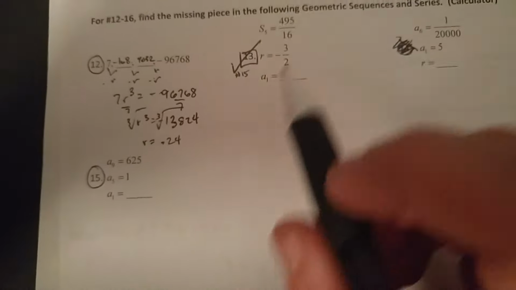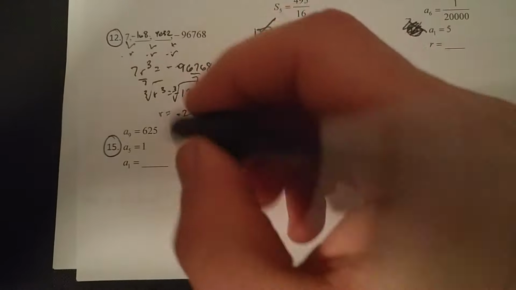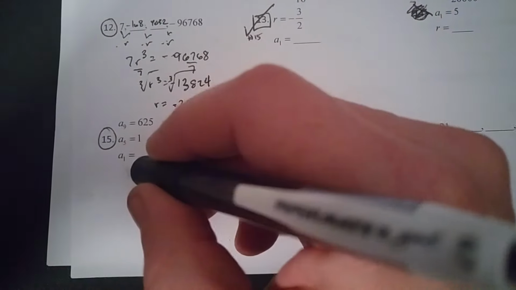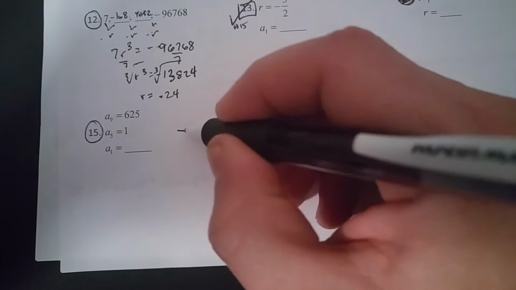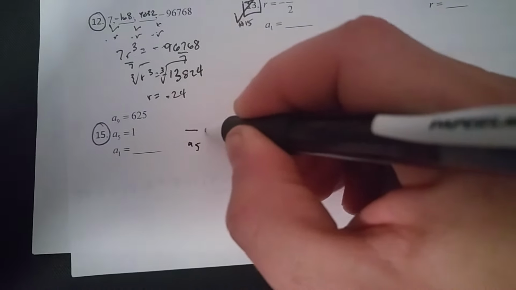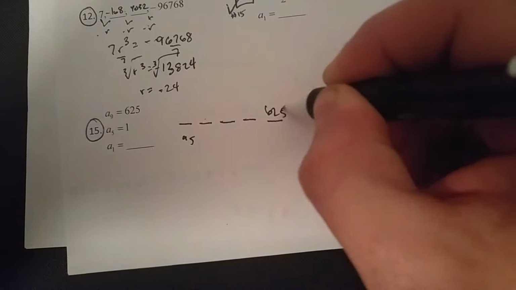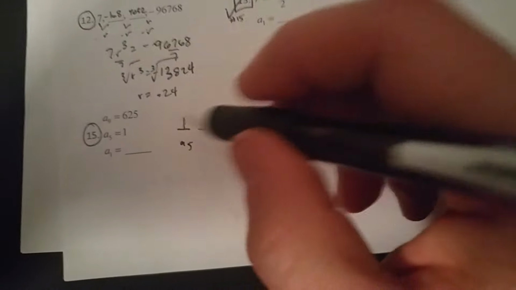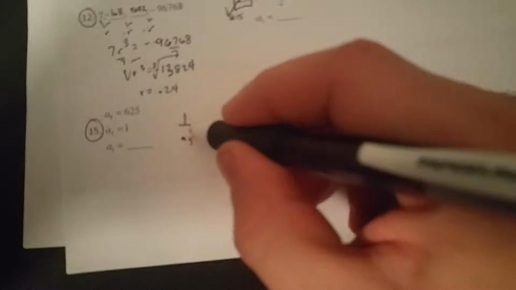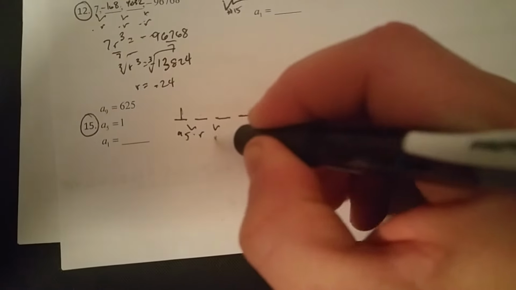So on 15, we are told that it's geometric, and we want to find a sub 1, but they're giving me a sub 5. So if this is a sub 5, 6, 7, 8, 9, 625 would go here, and 1 would go here. So this is a sub 9. It doesn't really matter where you're starting in the sequence. You're still going to multiply by r to get to the next term.